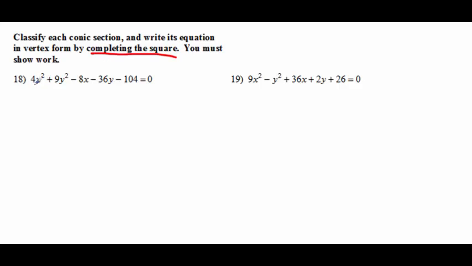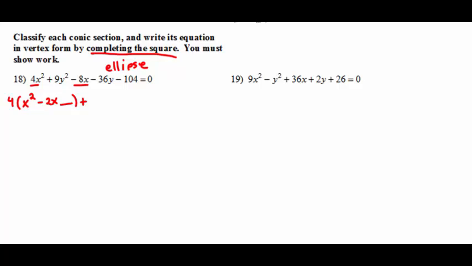So if I have a 4x squared and a 9y squared, that makes this be what kind of conic section? It's an ellipse. Circle is a good guess, but since they're different numbers, that's what makes it an ellipse. So we're going to complete the square. I'm going to put my 4x squared and my negative 8x together, but we have to take that 4 out from in front of x squared, so let's go ahead and do that. I'm taking the 4 out of my x's, so that gives me x squared minus 2x in parentheses.